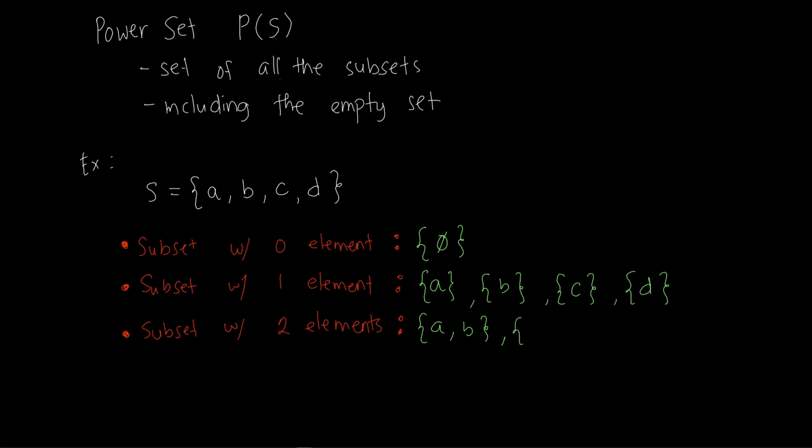Kinsa pa ba? Si AC. Kinsa pa? AD. Next, kinsa pa? BC. Very good. Kinsa pa? BD. Kinsa pa? CD. Okay. Hindi na nato i-reverse pa sila tanan. Okay. Naa pa ba? Naa pa.